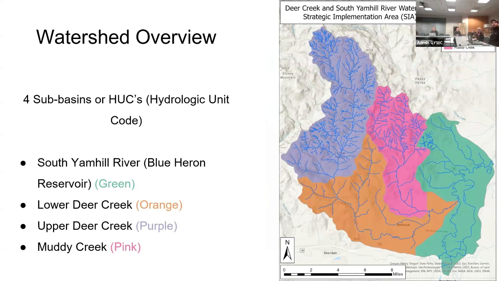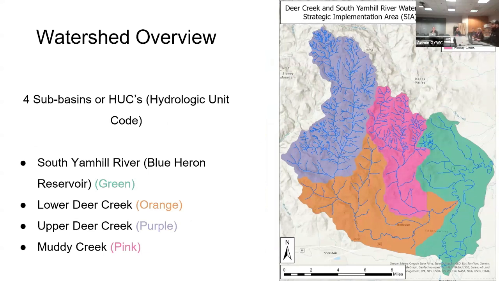So for our strategic implementation area, this is before I started, but it was chosen that we should focus on all of Deer Creek, Muddy Creek, and the South Yamhill River. They're pretty different areas in terms of what's going on the ground there. So the green over here is the South Yamhill River, a lot flatter, hazelnuts, grassy, but also a lot of row crops as well. I feel like I noticed a lot of corn silage happening this year.